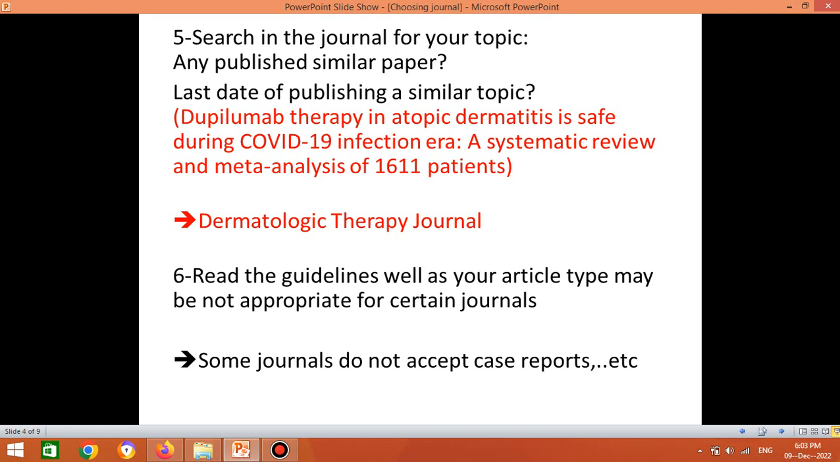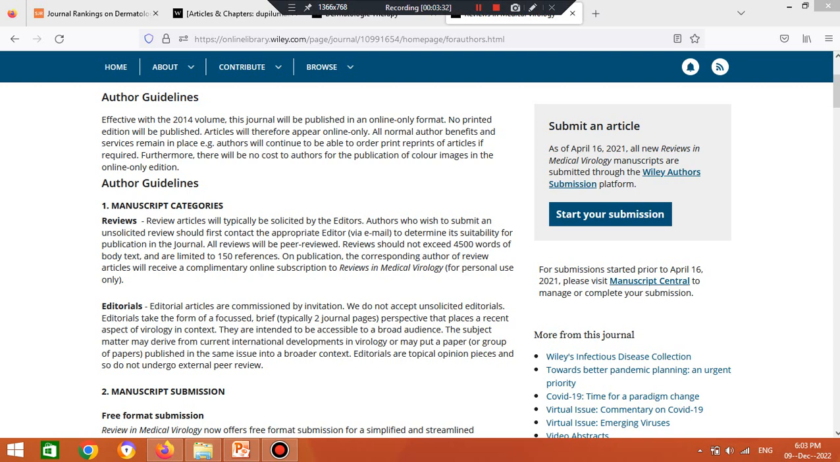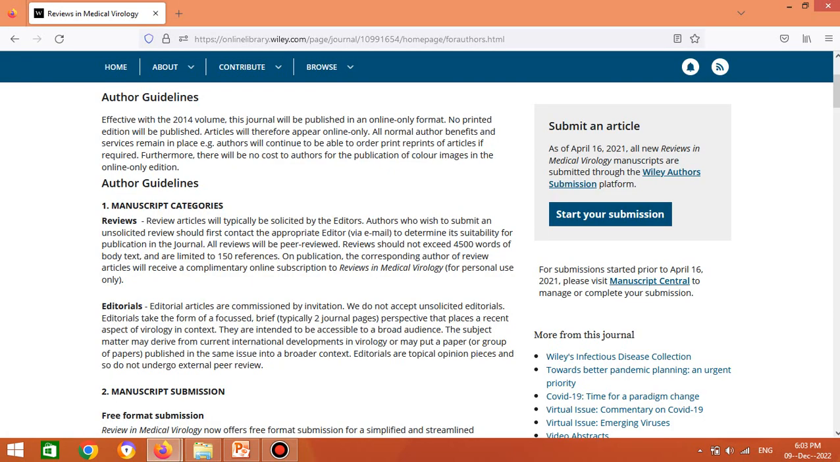You have to read the guidelines well, as your article type may not be appropriate for certain journals. Some journals do not accept case reports, etc. For example, Reviews in Medical Virology publishes only review articles and editorials. Therefore, it doesn't publish case reports, original papers, etc.